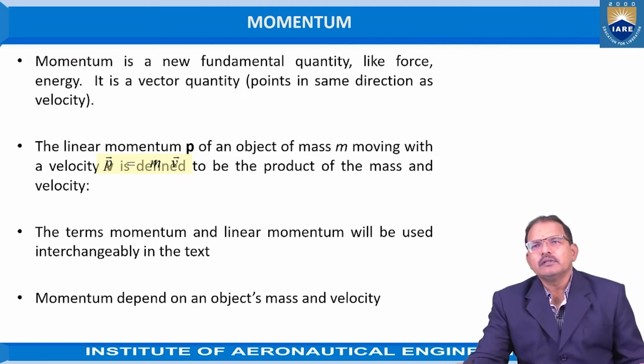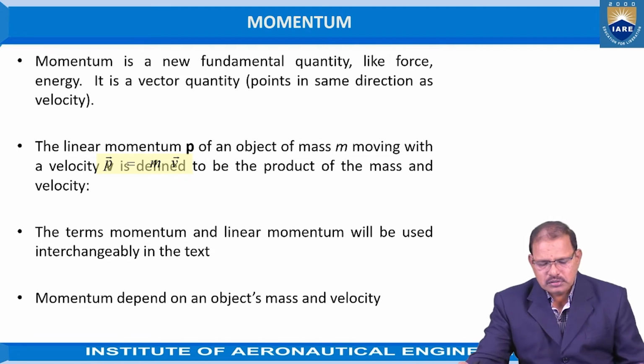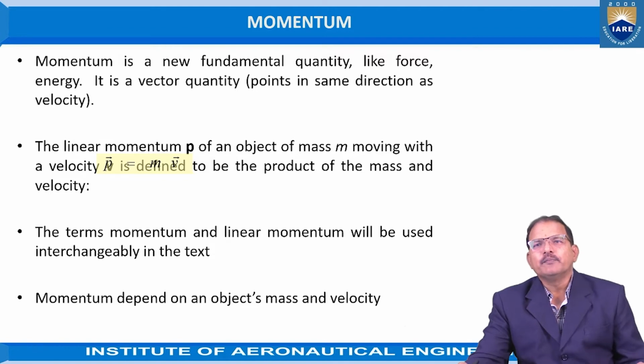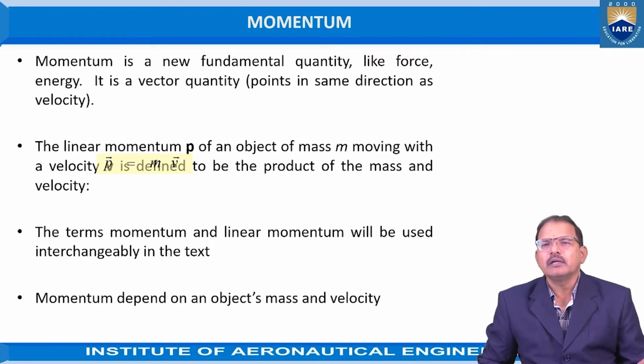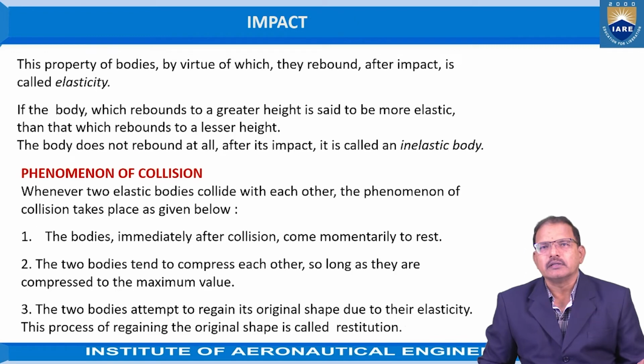Here the conclusion: momentum is a fundamental quantity. It is a vector quantity like force and energy. It is possessed by the body when it is in motion, and it acts in the direction of motion of the body. The terms momentum and linear momentum will be used interchangeably in the text when the body is moving in a linear direction. Momentum is the product of velocity and mass, hence it depends upon the mass as well as the velocity of the body.